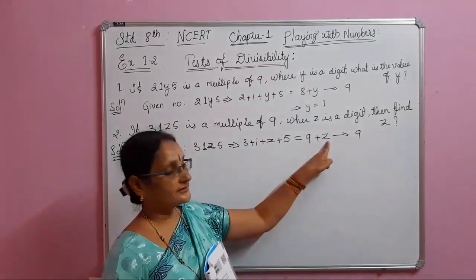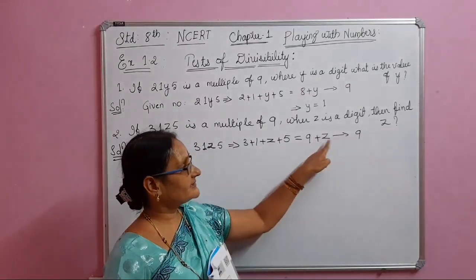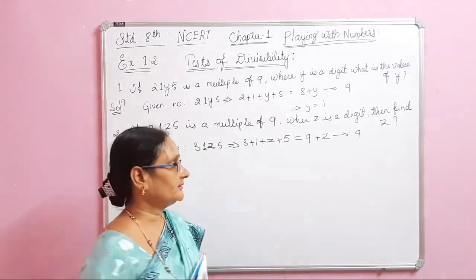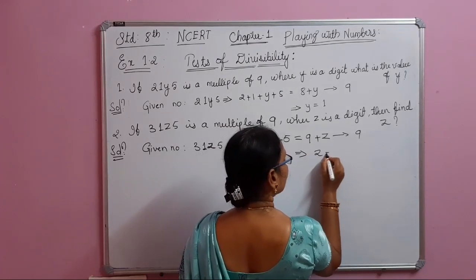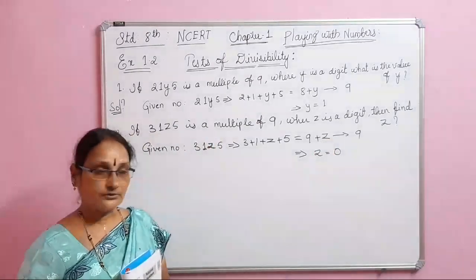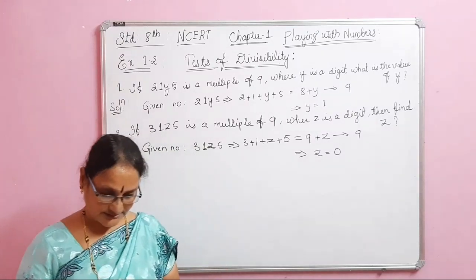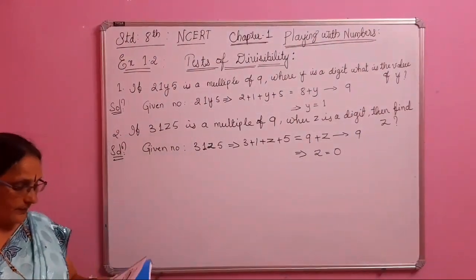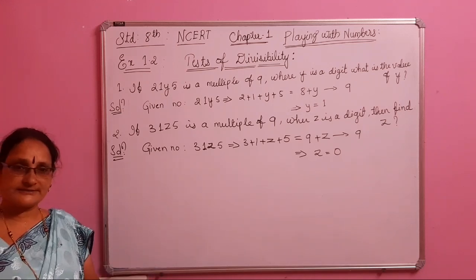Here we have to put 0. 0 means what happens here? 9 plus 0 is 9. It is divisible by 9. Or this implies that z is equal to 0. In place of z here we have to put 0. Then only it is divisible by 9. So this is the second problem of exercise 1.2. Now the third problem. Copy this.